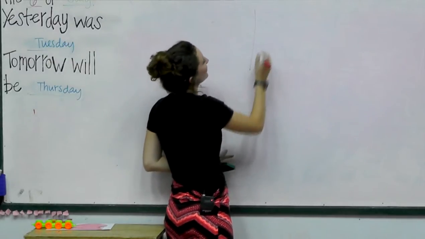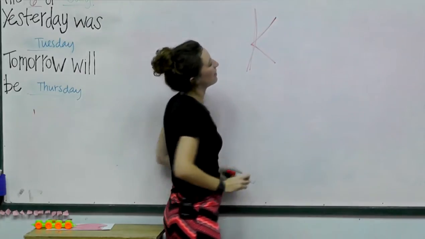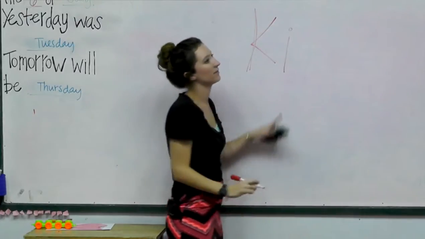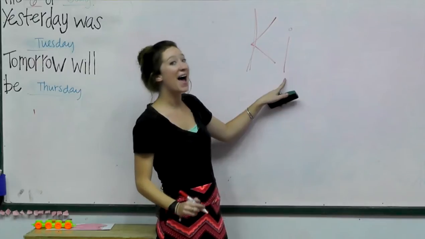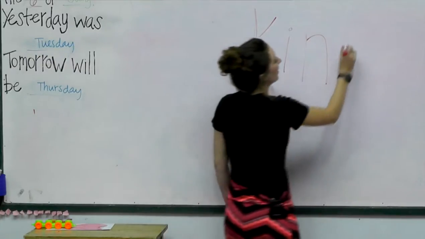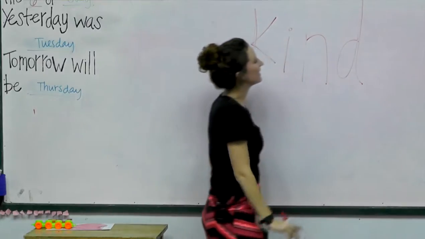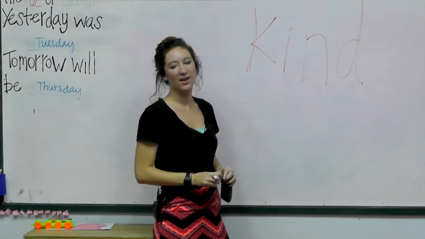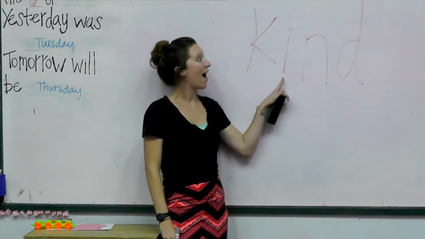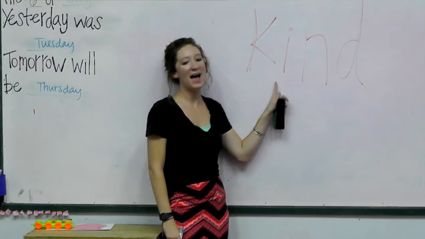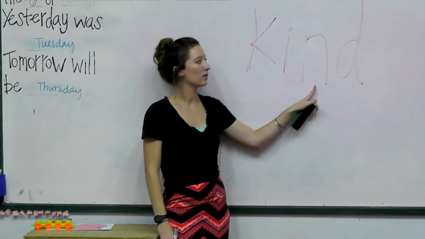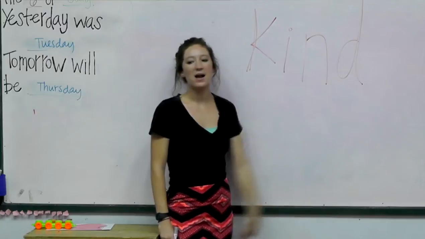But first, let's spell it together. What's the first letter in kind? What letter is this? Anybody remember? K. Very good. K. What letter? I. Good. N. Very good. N. And then finally, D. Kind. Good. So K makes a k. I. So together, ka. Kai. Good. N. D. D. Kind.